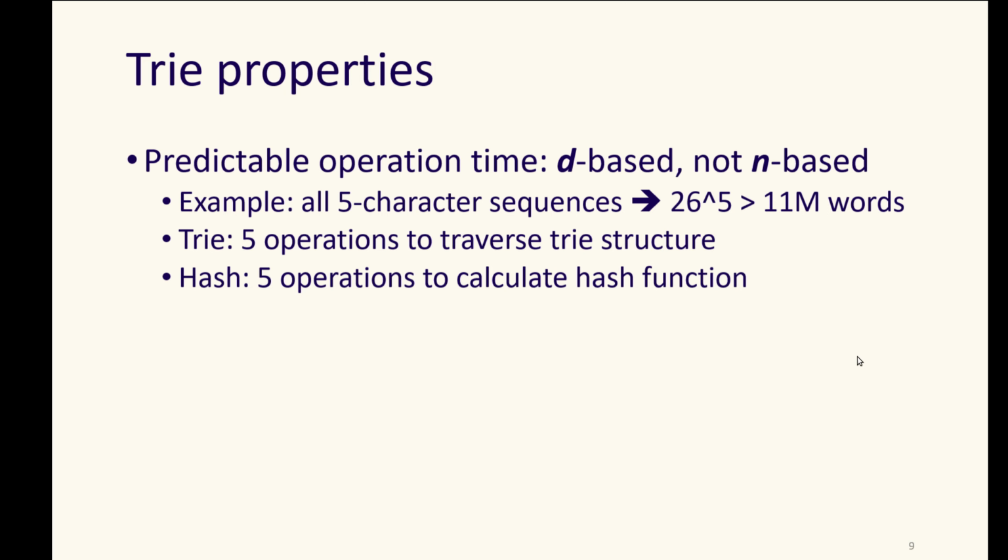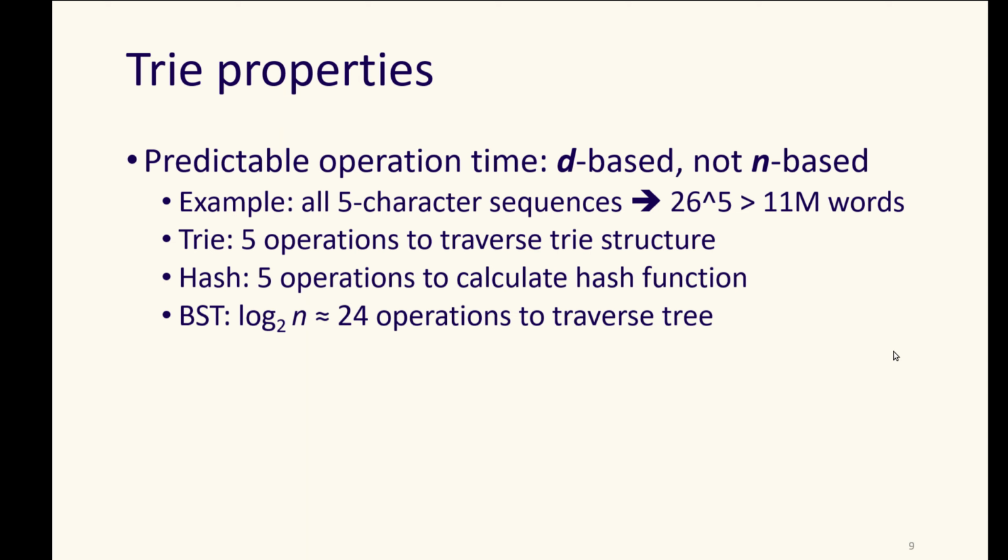Whereas for a hash table, for example, yes, it would take 5 operations to calculate a hash function probably, to combine the letters of that word somehow mathematically and find a nice hash, but we also do need a good hash for the hash table, and we'll see some complications to that. In a BST, the lookups are log n, which means that it's actually possibly about 24 operations to traverse through the BST to find things in there if we had to store these 11 million words, versus the only 5 operations to look something up in the trie.